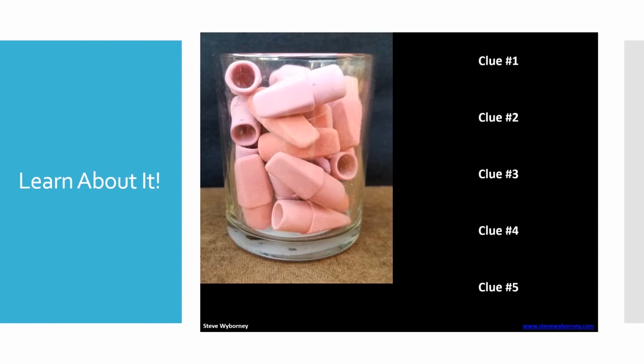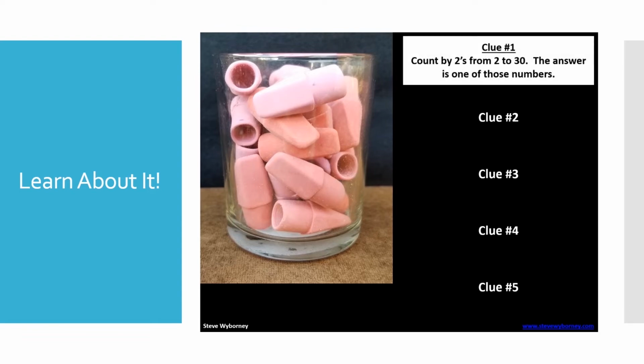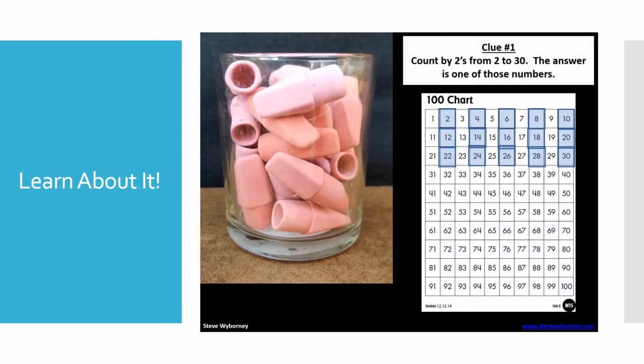The first clue we have is that if we count by twos from 2 to 30, the answer will be one of those numbers. So count with me as I count by twos to think about what numbers this might be. 2, 4, 6, 8, 10, 12, 14, 16, 18, 20, 22, 24, 26, 28, 30. Remember, our number is one of the ones we just said.